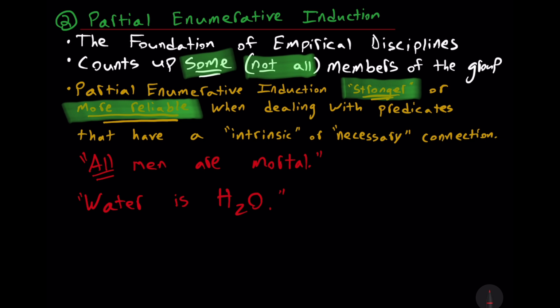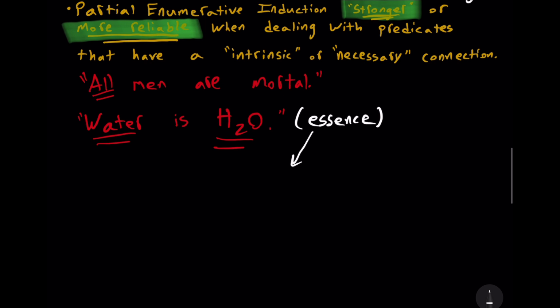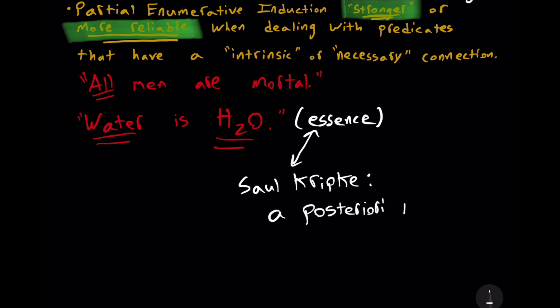So consider water and H2O. We're dealing with the essence. It is the essence of water to be H2O. If you see water, it's going to be made out of H2O, period, end of story. If you see H2O, it's going to be water, period, end of story. And this relates to what the late logician and philosopher Saul Kripke called an a posteriori necessity.